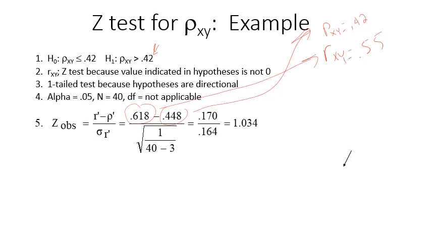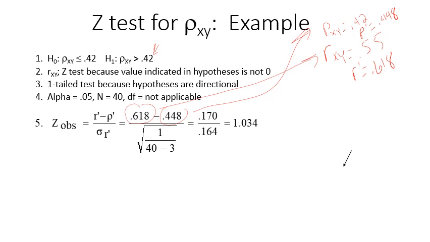In this case, the r prime is going to be equal to 0.618 using the Fisher's r to z transformation table. And then the rho of 0.42, the rho prime is equal to 0.448 using the Fisher's r to z transformation. You see that as the numbers go lower, they actually become closer to the same. So the 0.448 is closer to 0.42 than 0.618 is to 0.55. They get larger and larger as you get more and more different than 0.